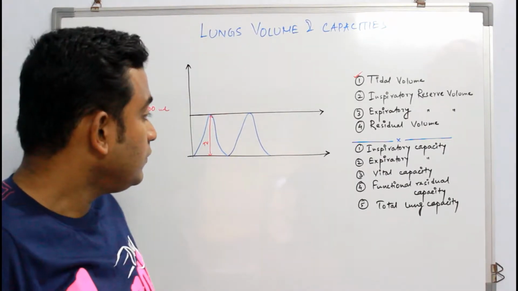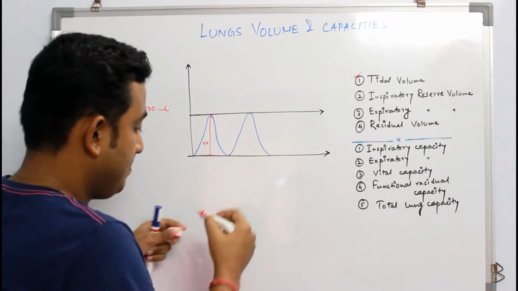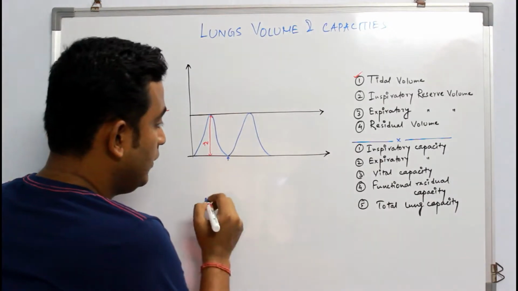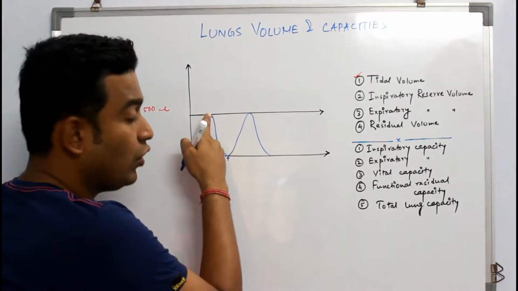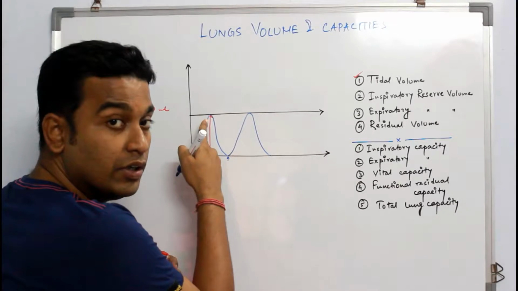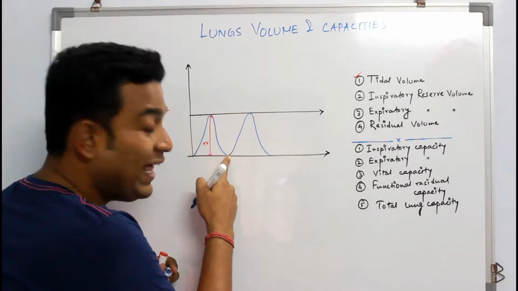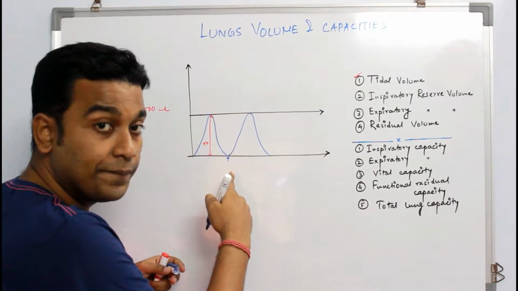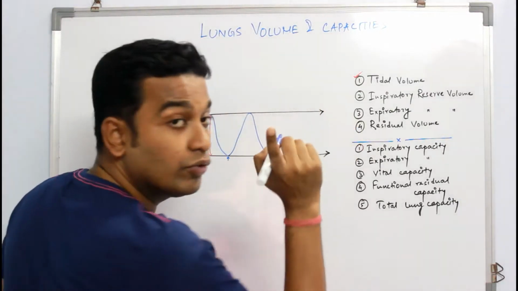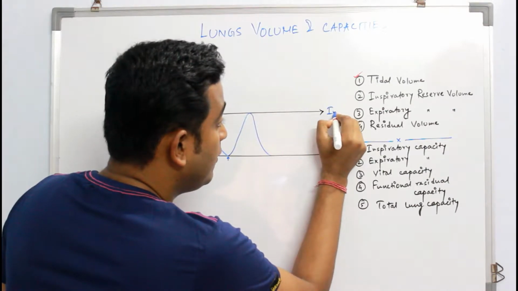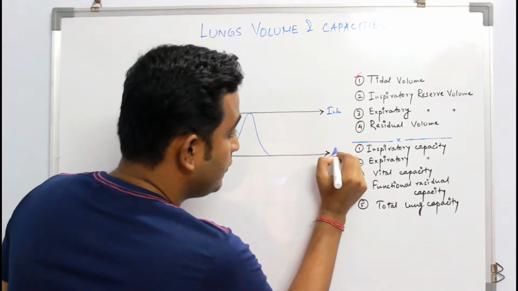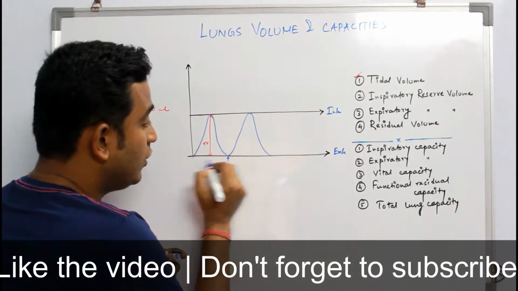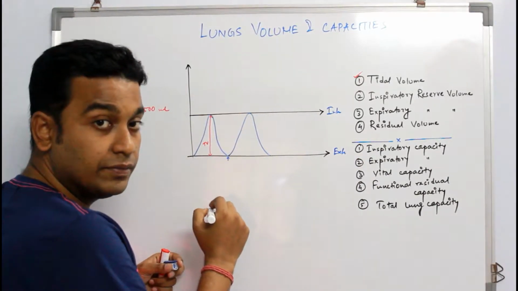Now suppose right now you are here. So this means you have completed 1 turn of normal inhalation, then you have completed 1 turn of normal exhalation. Going up means inhalation, coming down means exhalation. For your sake of understanding, I'll write it here. Inhalation, exhalation.